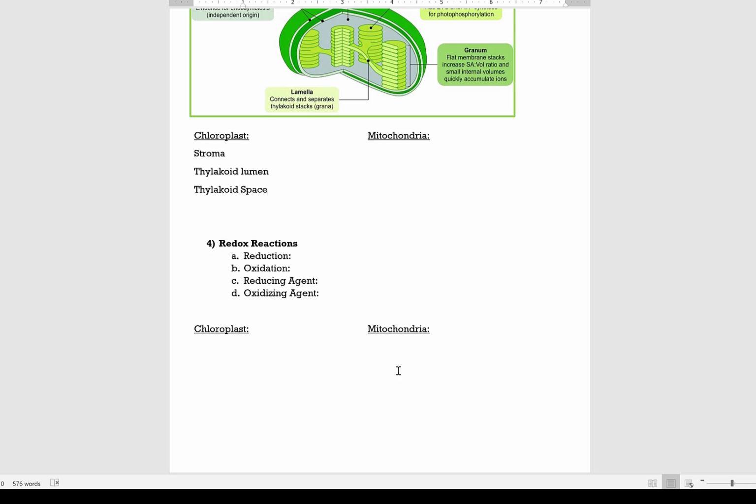So once again, redox reactions are happening in both. We have reduction and oxidation. It's just the overall goal of photosynthesis is reduction. The overall goal of cellular respiration is oxidation. Hopefully I said that correct. I'm going to say it again. In photosynthesis, the overall goal is reduction. In cellular respiration, the overall goal is oxidation.